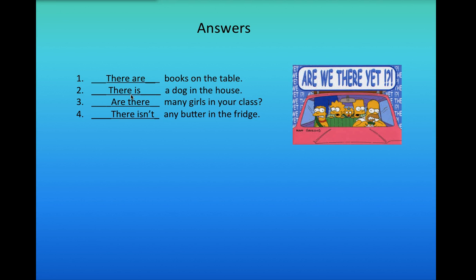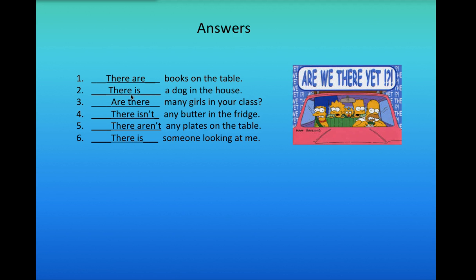There isn't any butter in the fridge. Butter is an uncountable noun, and since we're using the word any in the sentence, that means that the sentence is negative, so we're going to say there isn't. There aren't any plates on the table. Again, plates is plural, but we have that word any, so it's a negative sentence. We're going to use there aren't.